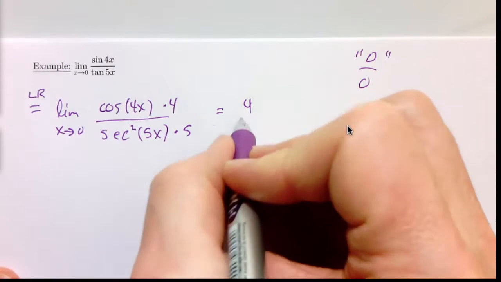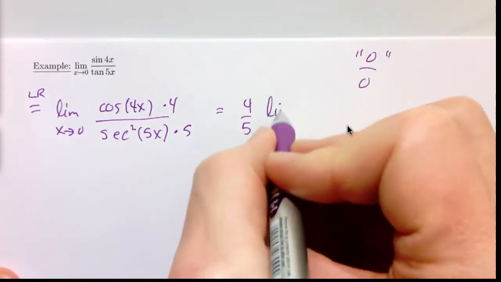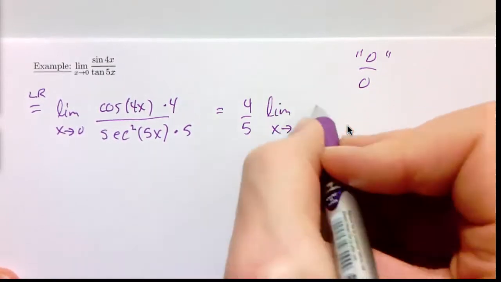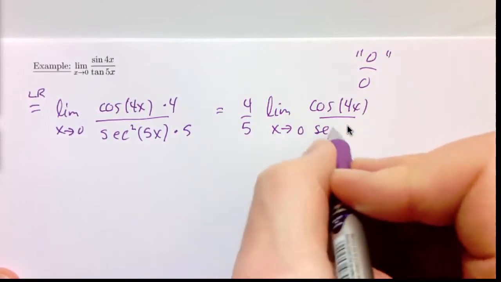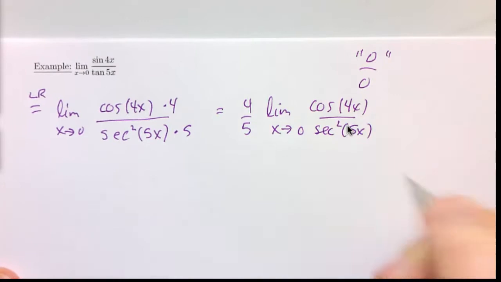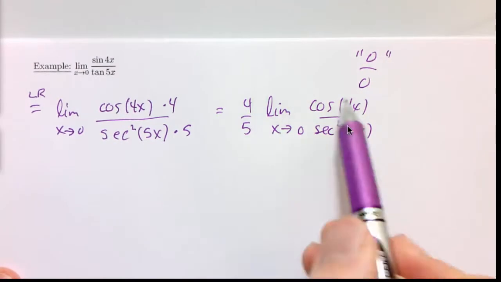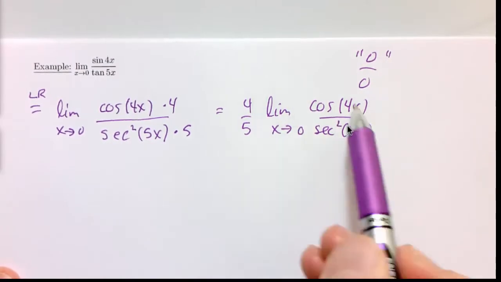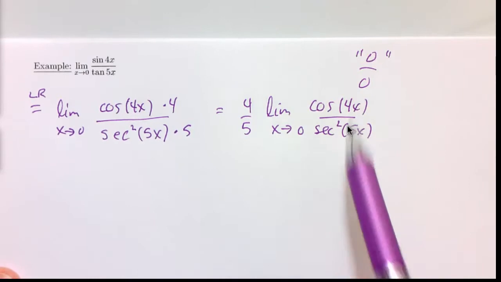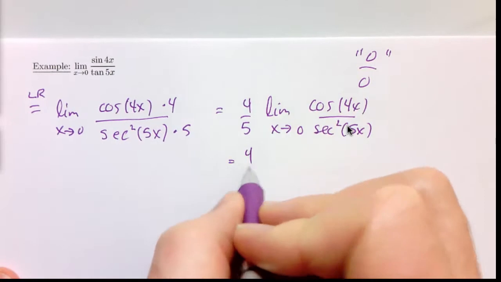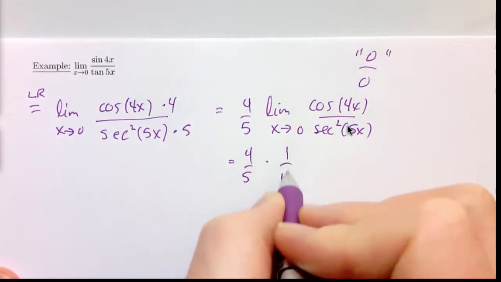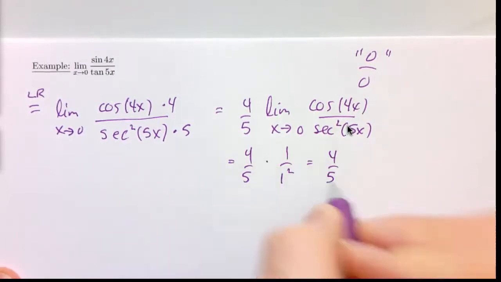The 4 and the 5 I can factor outside the limit. And now I'm done because I have something I can use direct substitution on. Cosine of 0 is 1, secant of 0 is 1, so this is 4/5 times 1 over 1 squared, or simply 4/5.